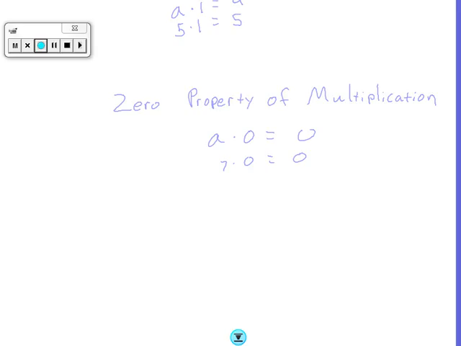All right, questions on that stuff? That should be fairly easy. All right, so let's do a little thing. I'm not going to call on names, you just tell me the answer. Which property is this? Five times 3 equals 3 times 5.